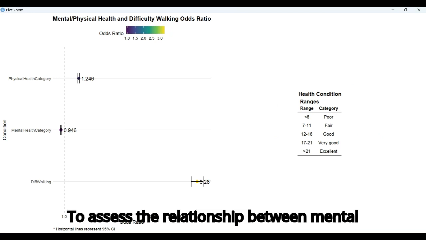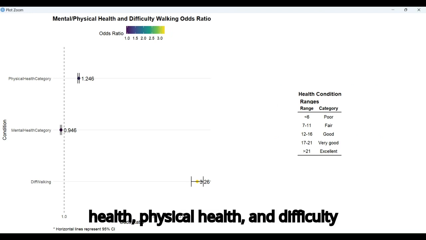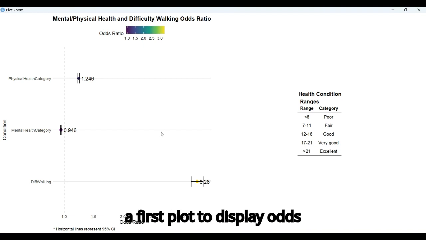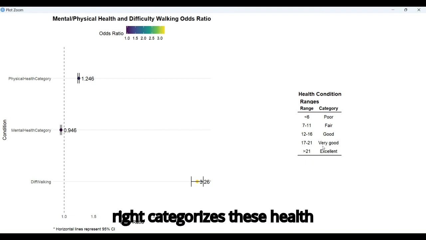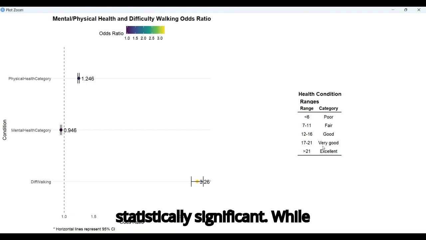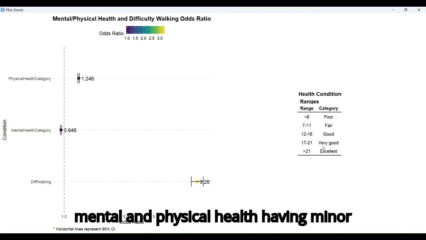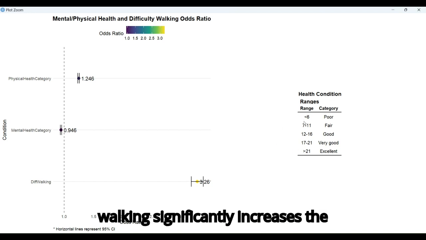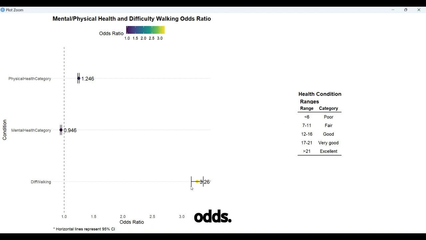To assess the relationship between mental health, physical health, and difficulty walking and heart disease, we used a forest plot to display odds ratios. The key table on the right categorizes these health aspects. All predictors are statistically significant, while mental and physical health have minor effects on heart disease. Difficulty walking significantly increases the odds.